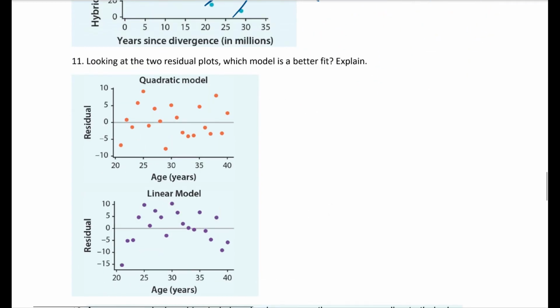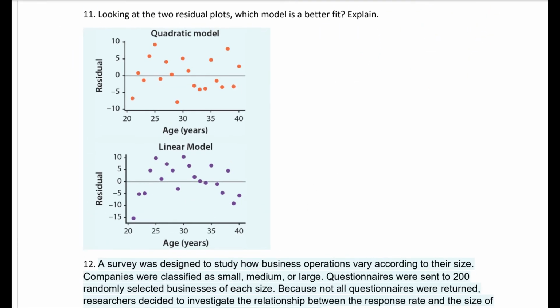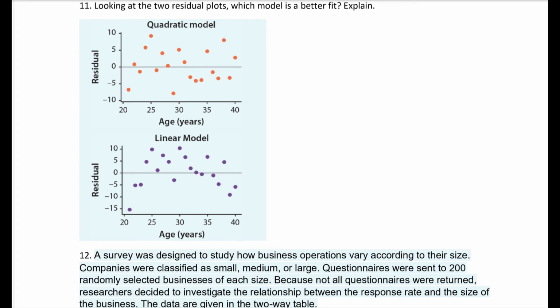Number 11, looking at the two residual plots, which model is a better fit? Explain. So we have a quadratic model on top, a linear model on the bottom. They give us our residuals. Remember, residual means error, right? So residual is the same thing as our error in our prediction. If we have a model and we made an error in our prediction, that's our residual.